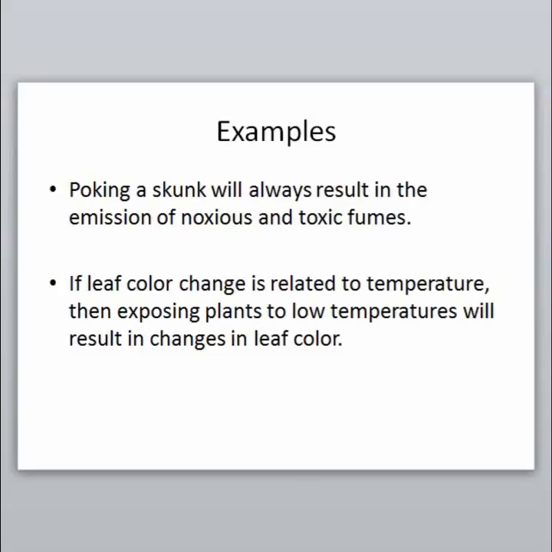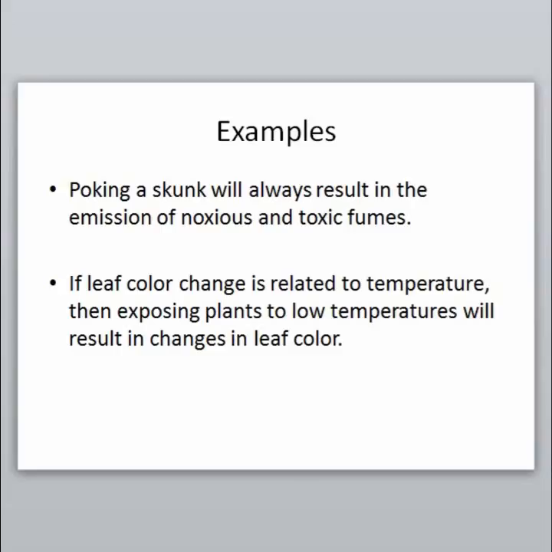So we would say our input is the poking, maybe how often or how hard you poke the skunk. I don't know how we're measuring it, but you poke it. That's kind of what you can control. The result, or the output, is the toxic fumes. So our independent variable is poking, and our dependent variable is the release of fumes.